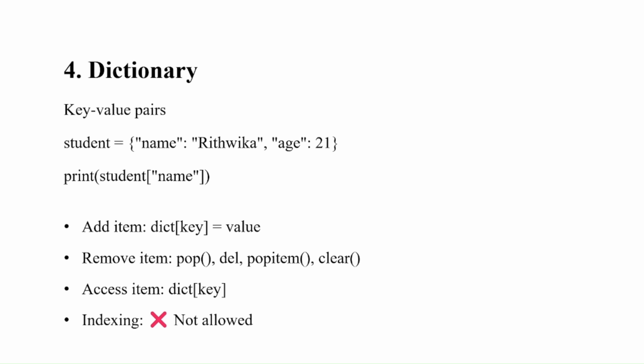For the del statement, it removes an item by key and value pair. The pop method is also the same as del, but we give different code. And popitem removes the last item from the dictionary. Clear means it will clear the dictionary. And we can access like dict of key, dict of name, it will give Ritvika. I will explain by examples.